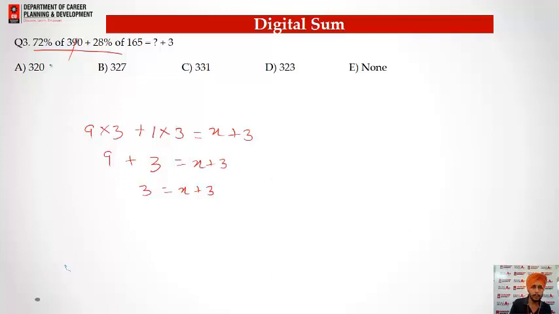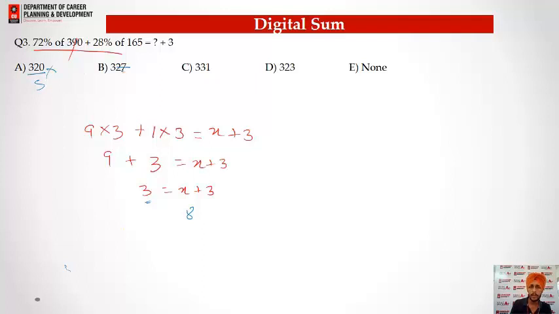So let's check our options. The digital sum of option A will be 3 plus 2, 5. Let's put 5 in place of x, that is 5 plus 3, 8, but we need 3, so this option will be eliminated. So let's check the second option.